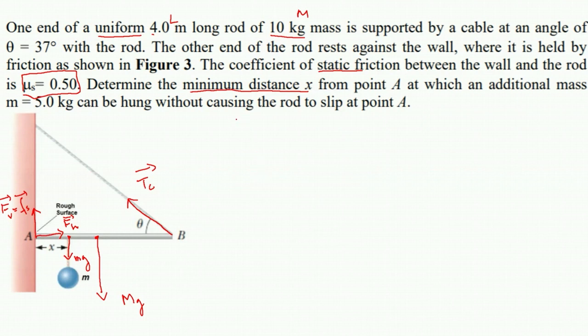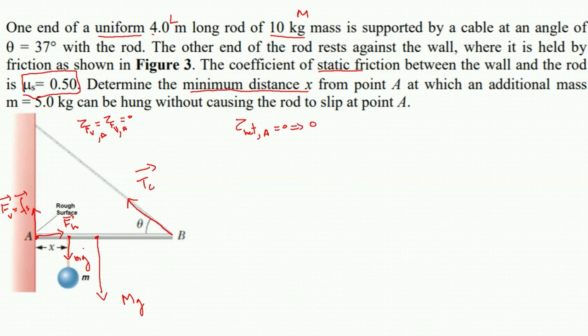So let me apply the balance of torques. My rod is at equilibrium. The balance of torques at point A is equal to 0. Why do I choose point A? Because the torques of these two forces will be 0. Around A, the torque of FV and the torque of FH are 0, because these two forces are applied at A. So I will have 0 for these two torques.